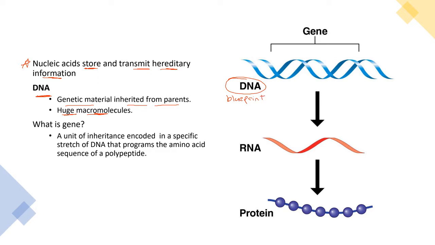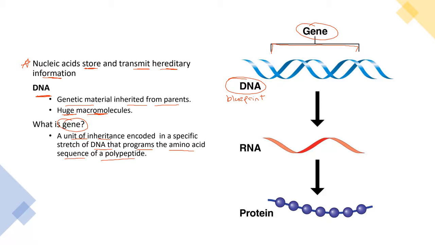DNA is made of a bunch of things called genes. So a DNA strand can have lots of different types of genes. Which leads us to the question: what is a gene? A gene is a unit of inheritance encoded in a specific stretch of DNA that programs the amino acid sequence of a polypeptide. So a gene codes for a protein.